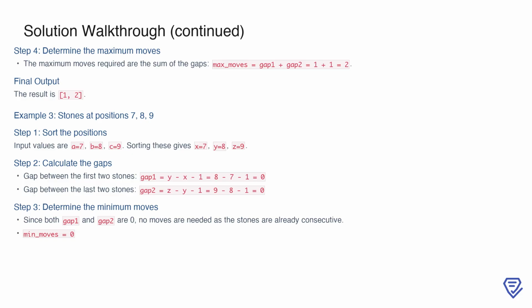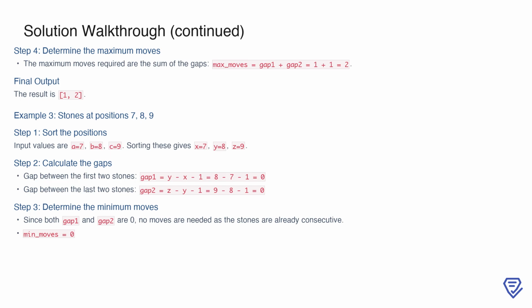Sorting the positions gives x equals 7, y equals 8, and z equals 9. Calculating the gaps, we find that gap1, the gap between the first two stones, is y - x - 1, which equals 8 minus 7 minus 1, which is equal to 0.